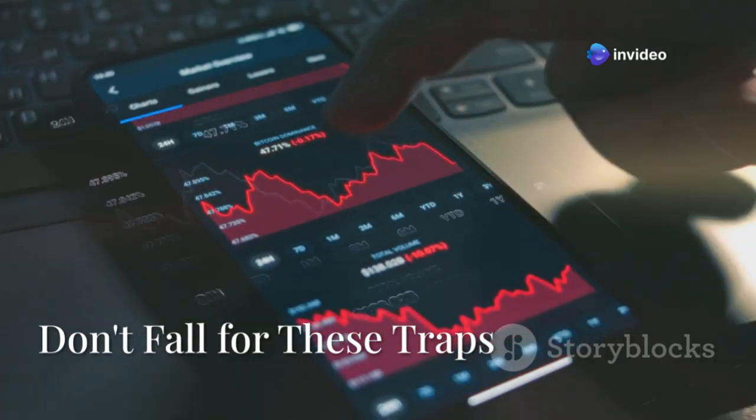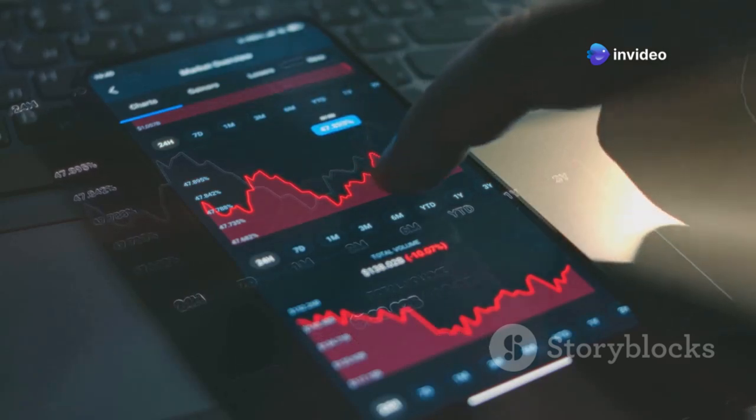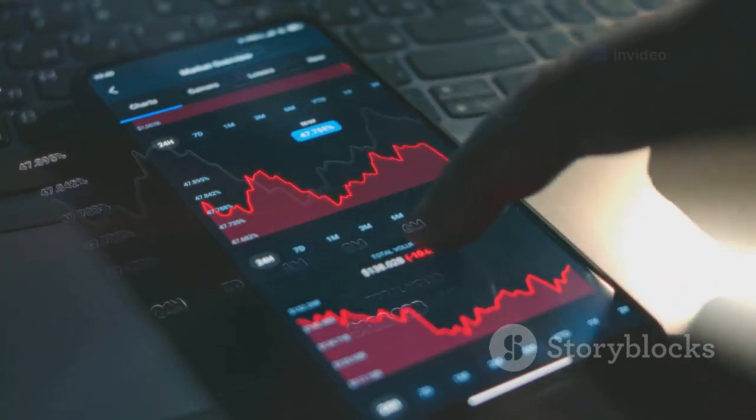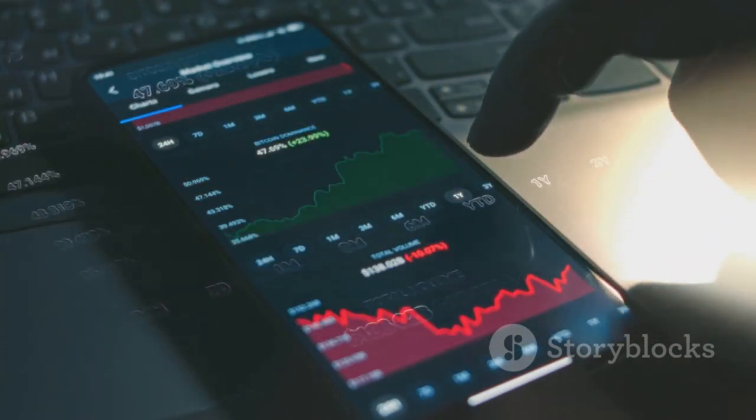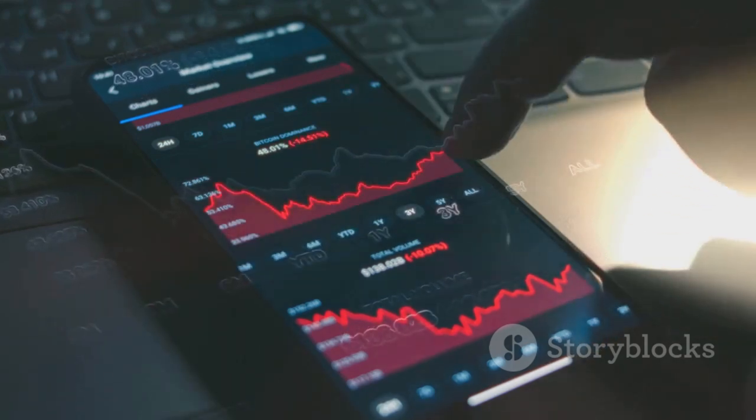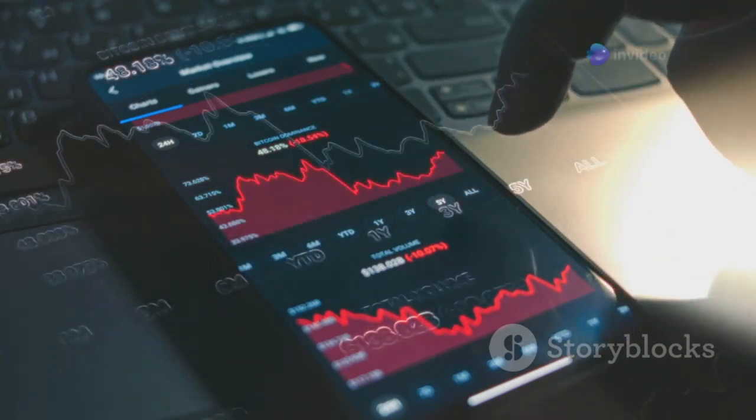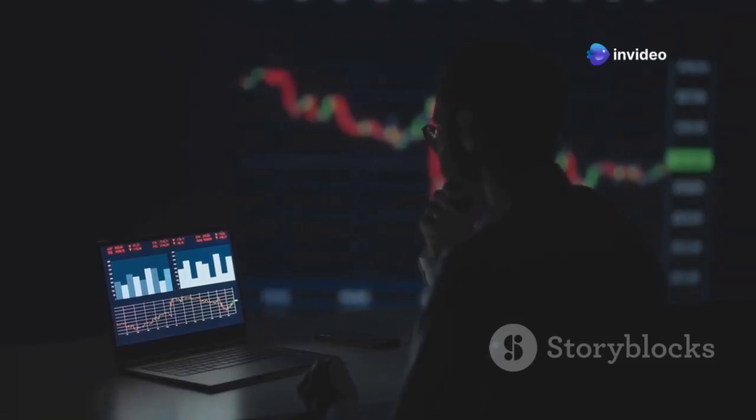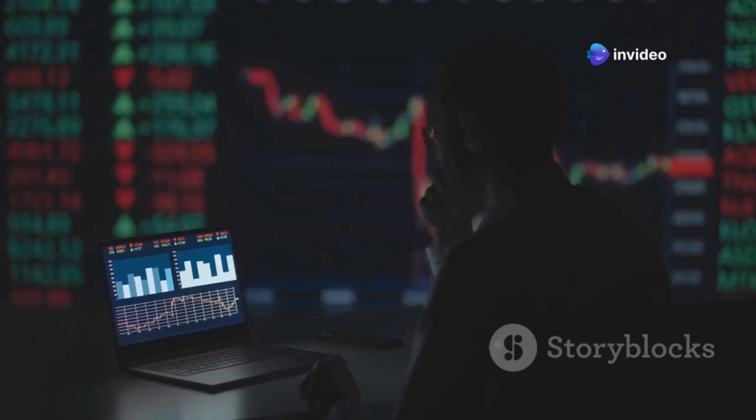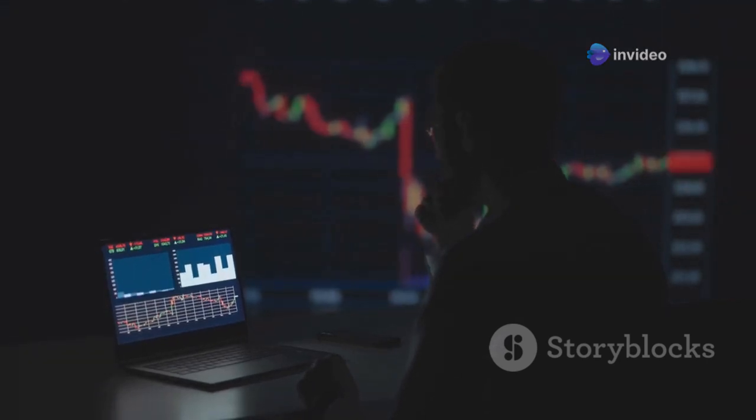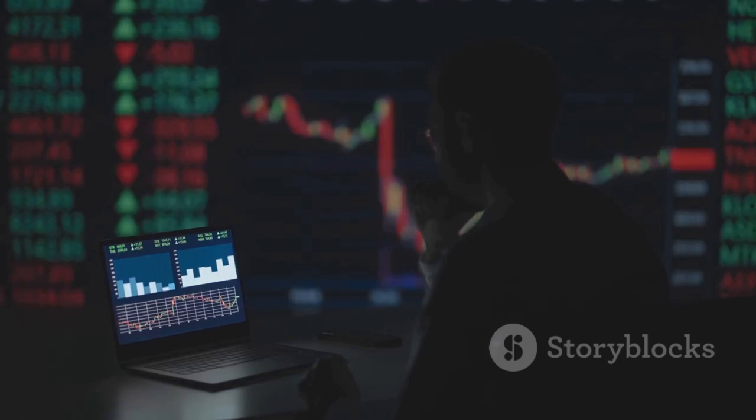Section 5. Avoiding common pitfalls. Don't fall for these traps. In this section, we'll explore some of the most common traps that traders fall into and how to avoid them. Technical analysis is a powerful tool, but it's not foolproof. It can provide valuable insights, but it should never be the sole basis for your trading decisions.